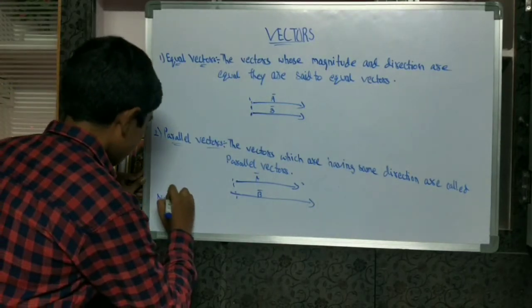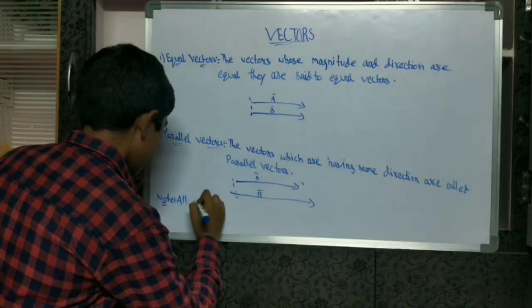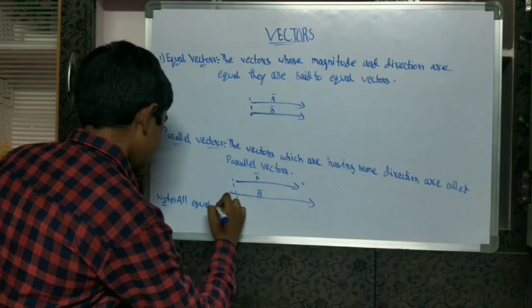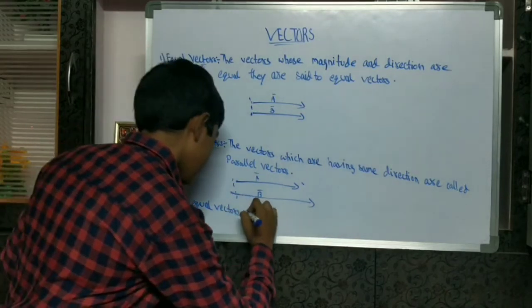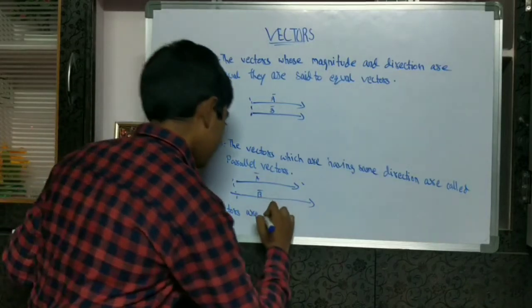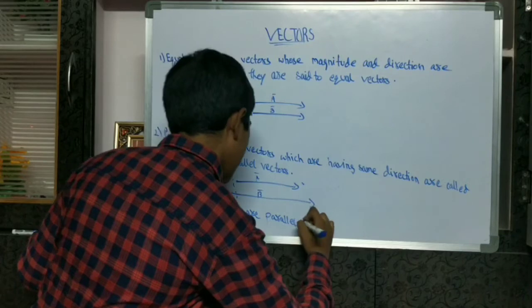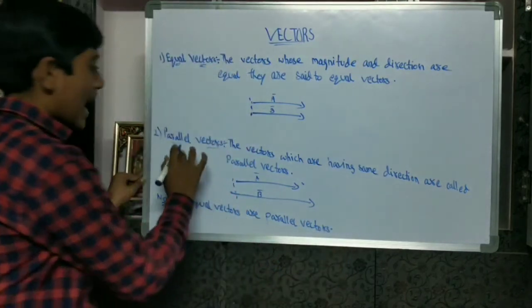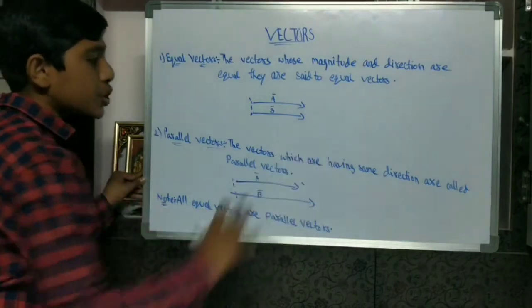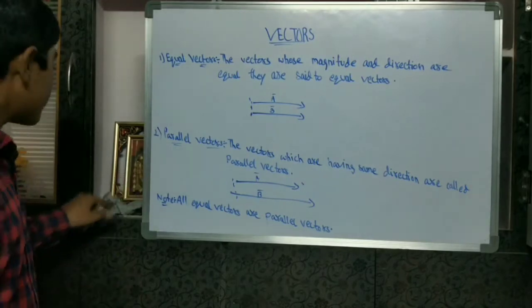Note: all equal vectors are parallel vectors. And in parallel vectors, the magnitude will be different. Only the direction will be the same.